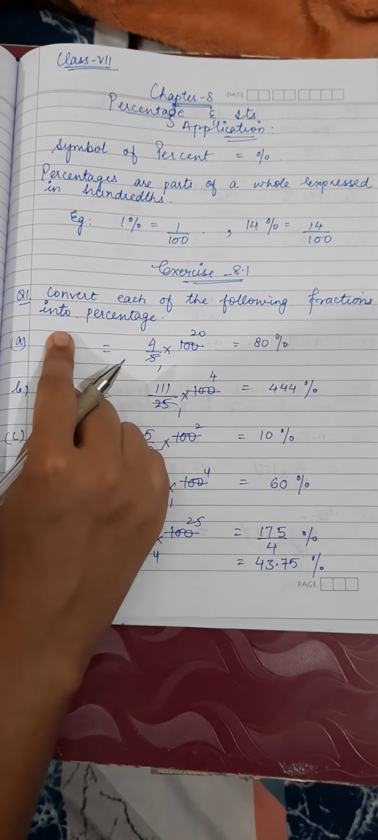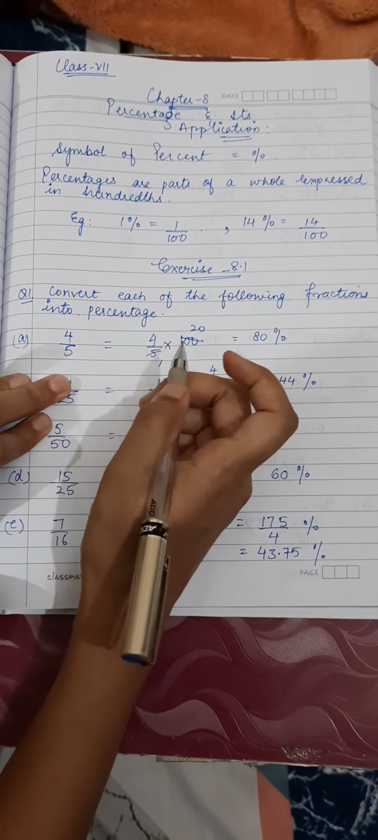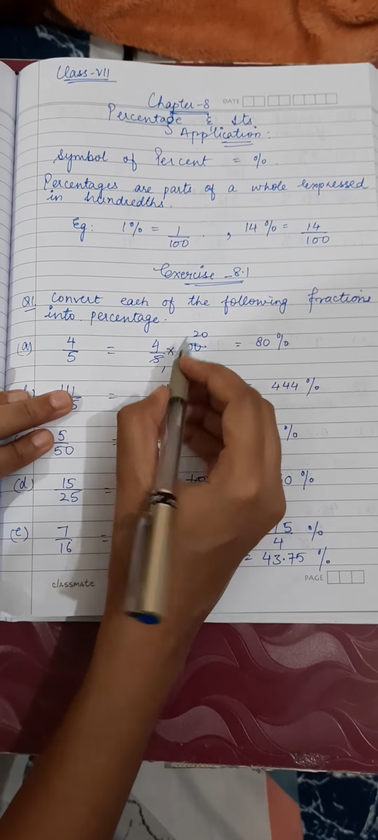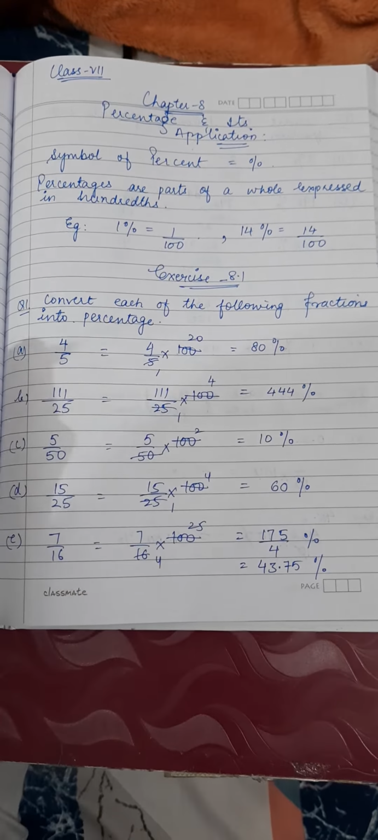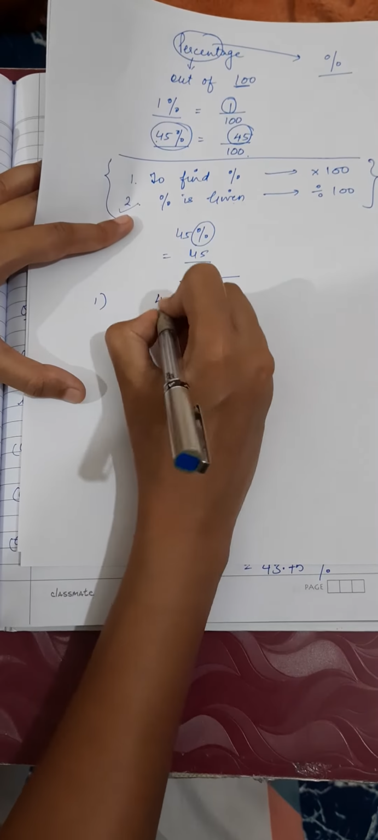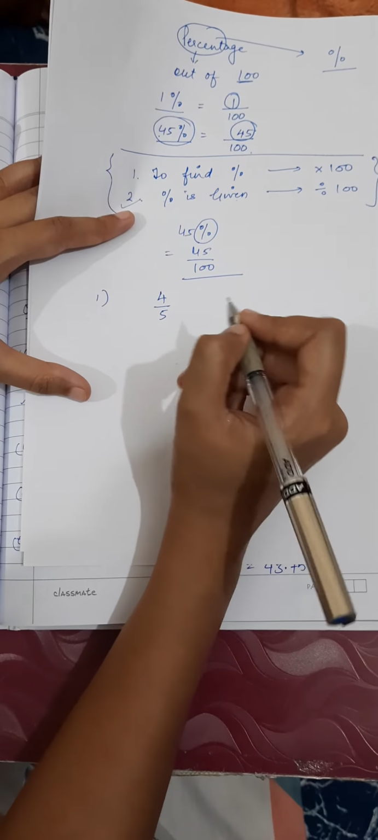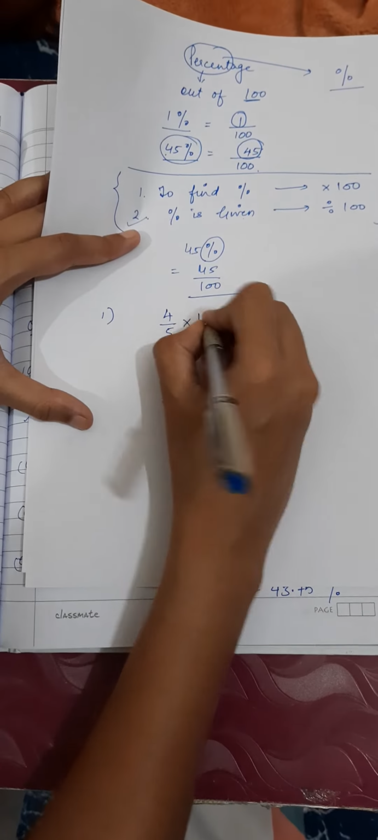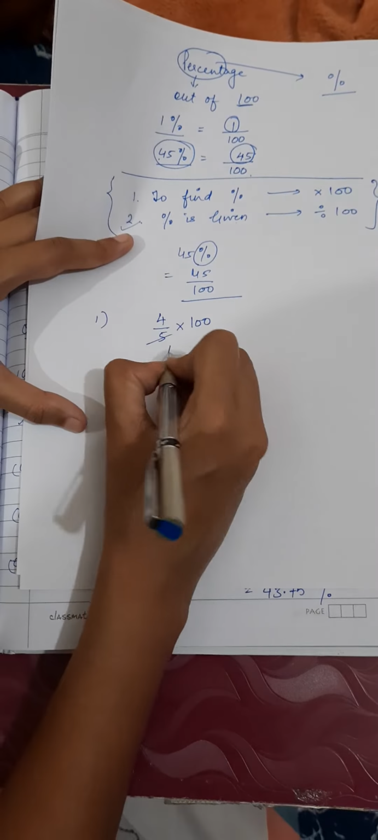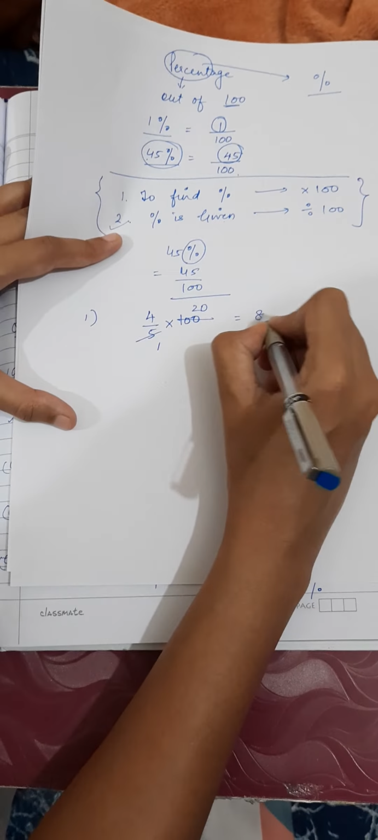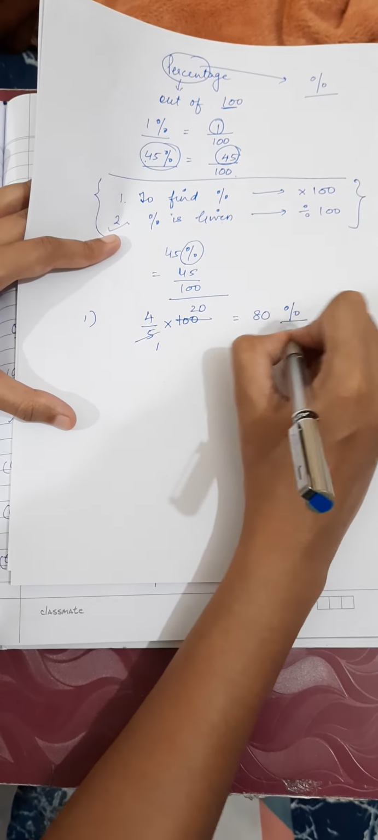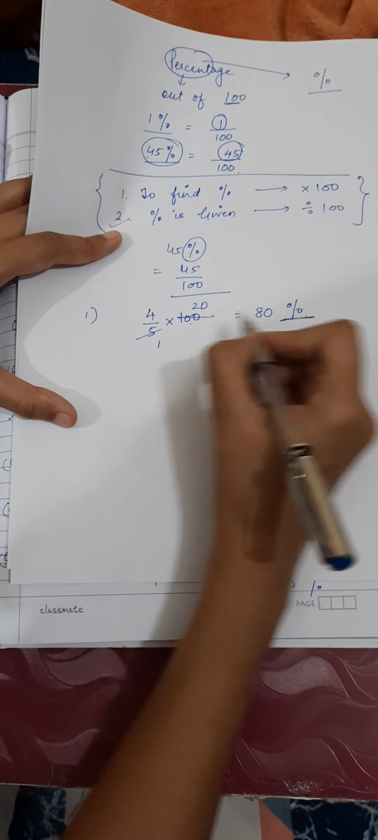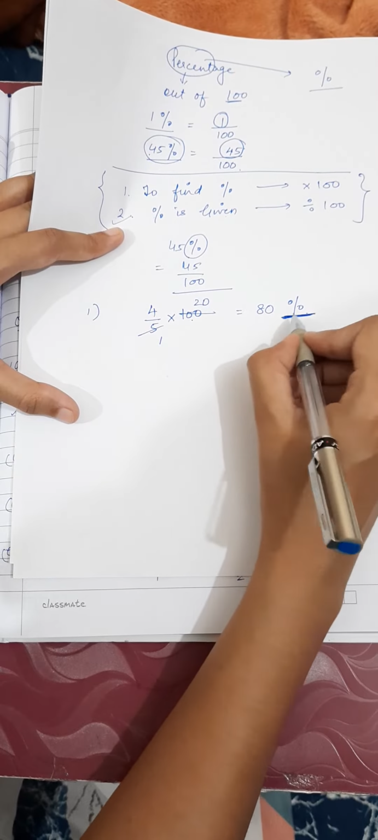Okay, now let's move. Question number 1. Convert each of the following fractions into percentage. Now you have to find the percentage of this fraction, so you are going to multiply. The first fraction is 4 upon 5. To find the percentage I am going to multiply by 100. Now you can cancel it, 5 ones are 5 and this will be 20. So the answer is 80%. Please make sure that you keep the sign here. If you multiply by 100, you place the sign of percent here.